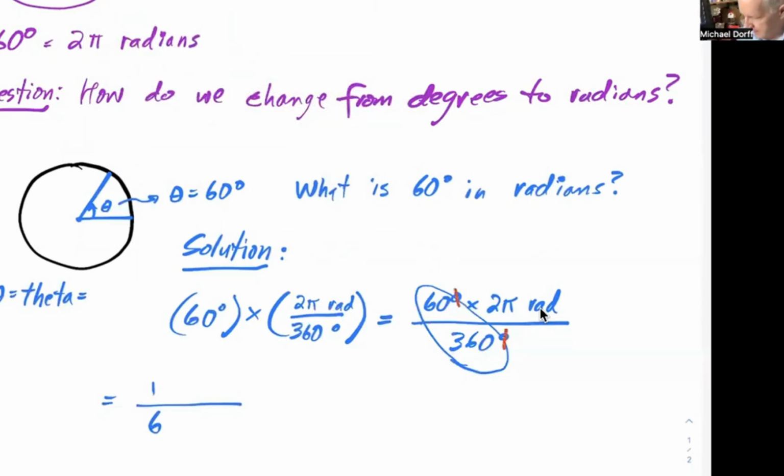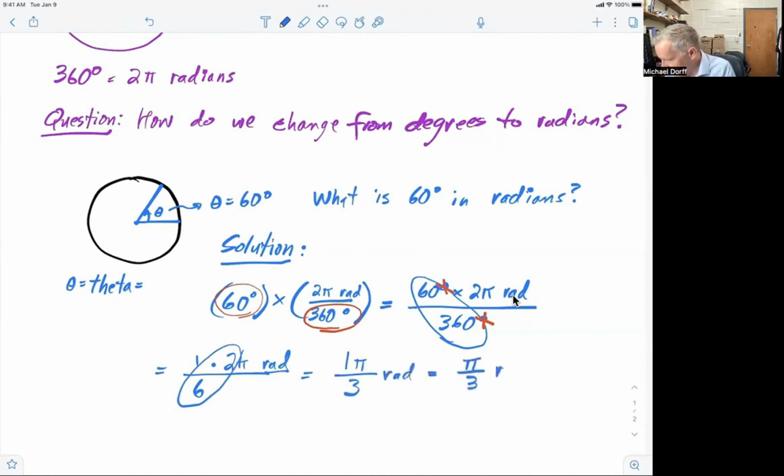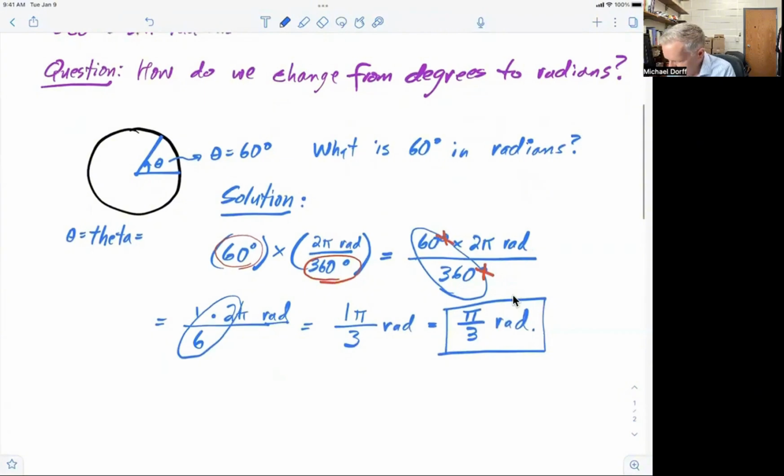That's why we want the degrees to be on the bottom if we start with something with degrees. I still have 2 pi and I have radians on the top, and now I can also reduce the 2 on the top with the 6 on the bottom to get 1 pi on top, 3 on the bottom, and radians. And so I can write that down as pi over 3 radians. So 60 degrees equals pi over 3 radians.